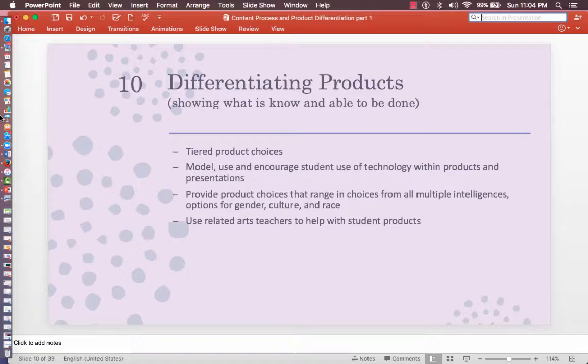And provide different kinds of choices. They're going to range, and they're going to access multiple intelligences and give options for gender, culture, and race. Now remember, not all of your girls are going to shy away from biology dissection. You don't know what your kids are going to do until you actually give them some opportunities to choose it.